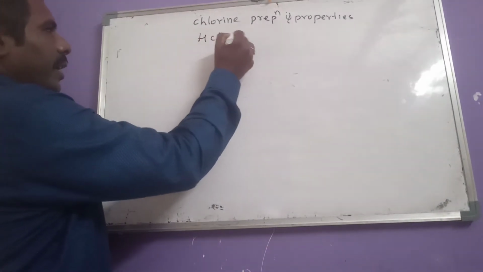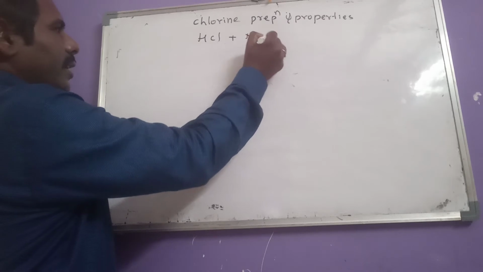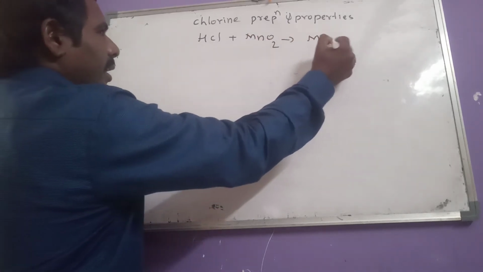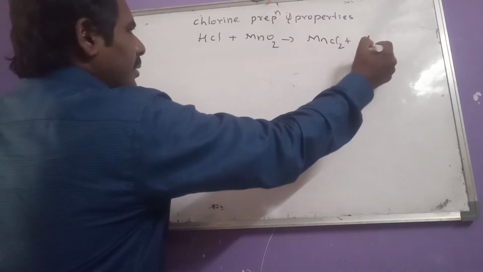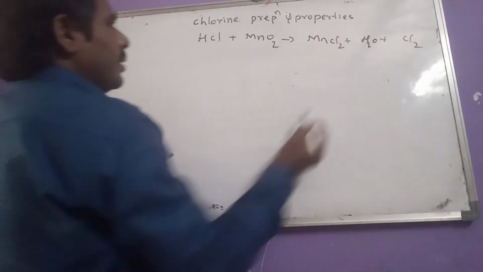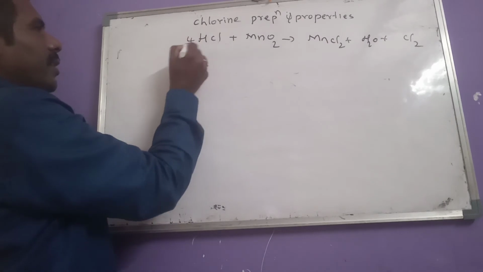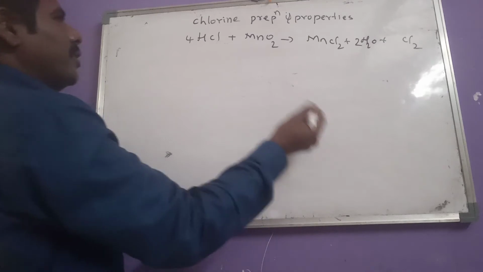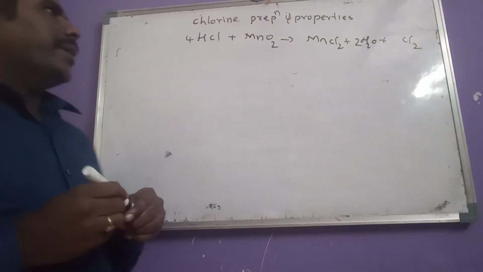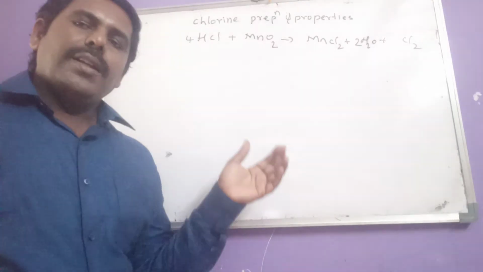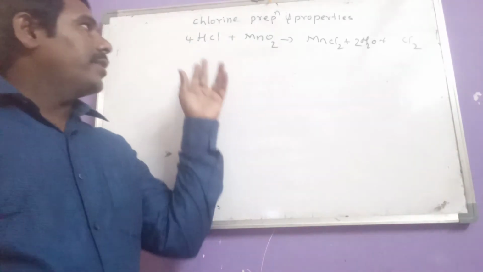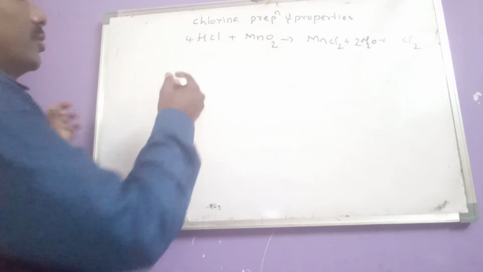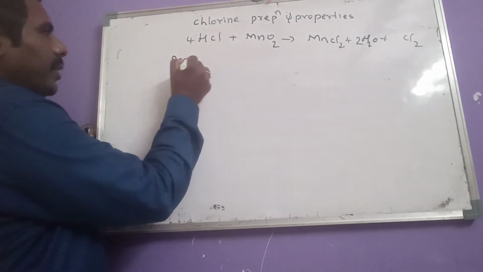HCl when treated with, or oxidized with, MnO2, what can we get here? MnCl2 plus H2O plus Cl2. So let us consider 4 moles of HCl. We get 2 moles of H2O. So this is the preparation method of chlorine by the oxidation of HCl with MnO2.